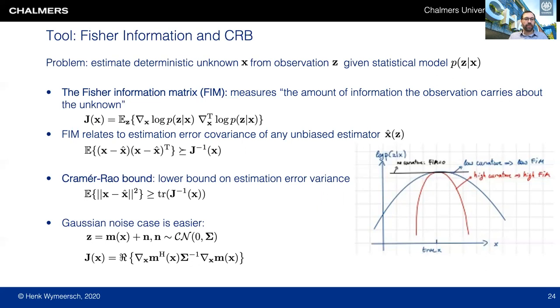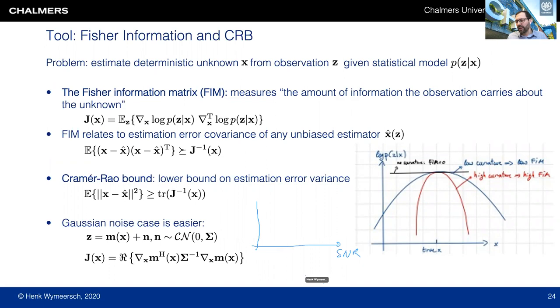Yes, I was wondering if we know anything about the achievability of this bound. In any special cases, do we know if the bound is achievable or not? Okay, the maximum likelihood estimator will achieve the bound at sufficiently high SNR. Right, so typically when you evaluate the bound, SNR can mean different things in different scenarios, but the typical picture is like this.